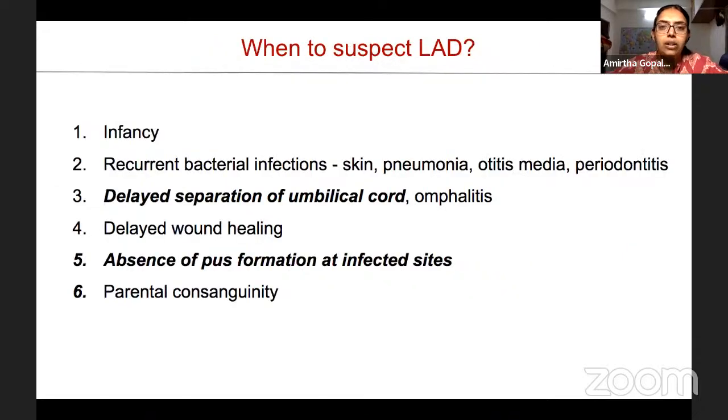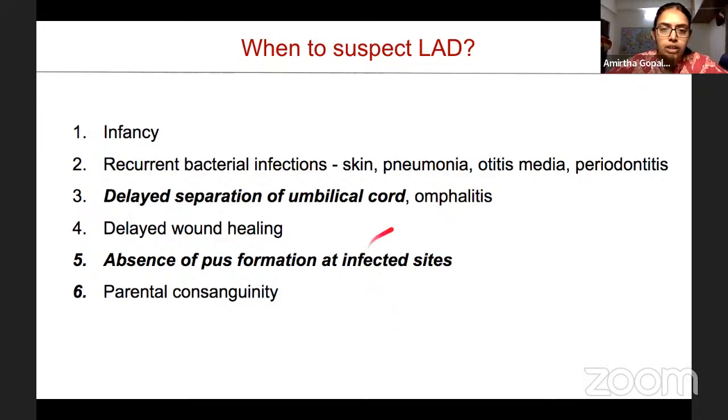So what are the clinical scenarios when to suspect LAD? The typical age when LAD presents is in infancy. Usually most of the children are diagnosed within the age of 3 years. Children present with recurrent bacterial infections, predominantly involving the skin, pneumonia, otitis media. Children with a milder form of LAD in the pre-pubertal age group also present with severe forms of periodontitis.